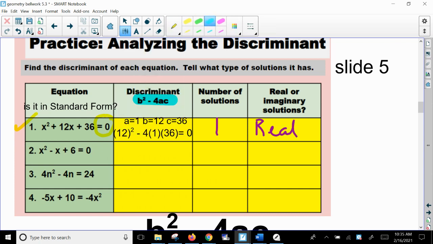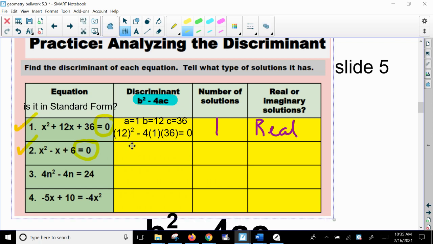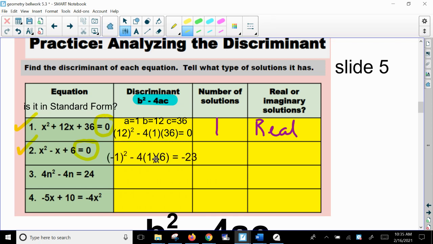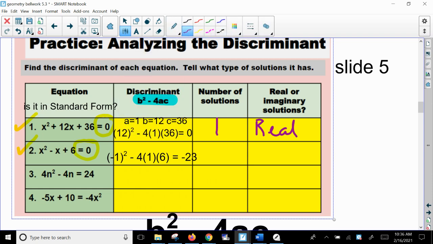For number 2, again, this equation is in standard form because it says equals 0. So just by looking at it, we see that A is 1, B is negative 1, and C is 6. Okay, so A is 1, B is negative 1, and C is 6.